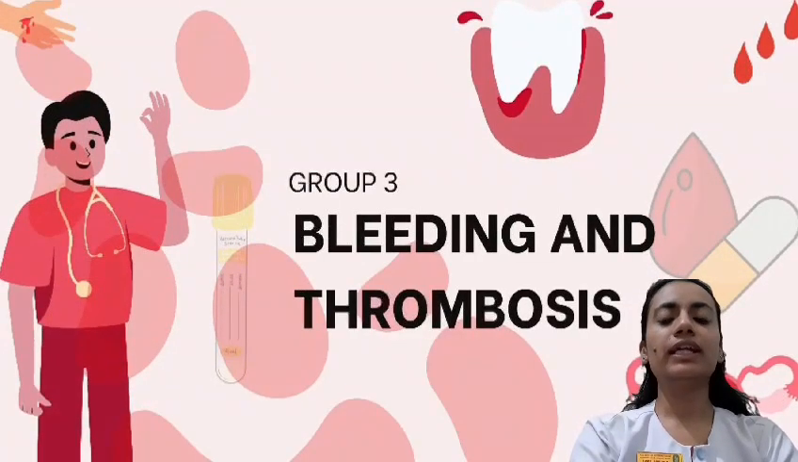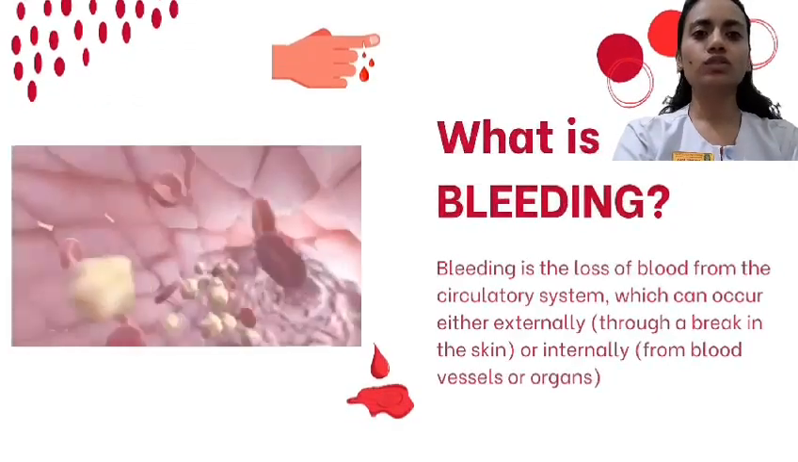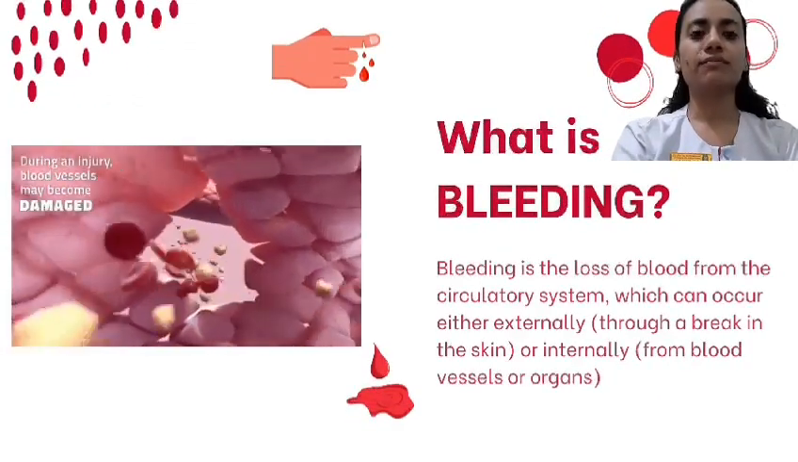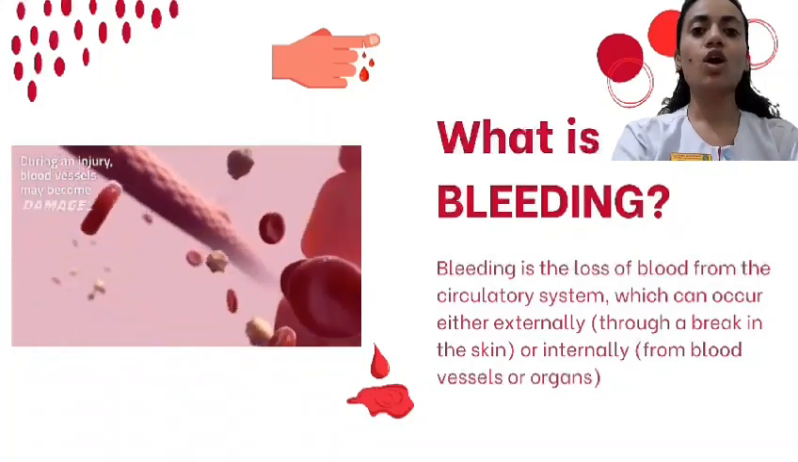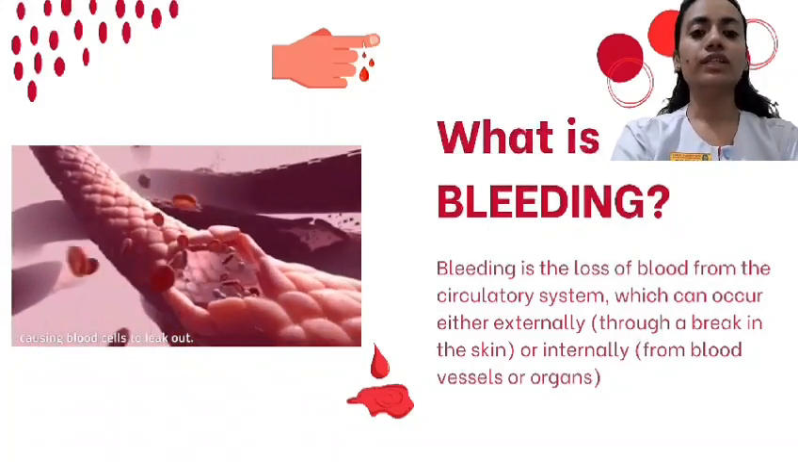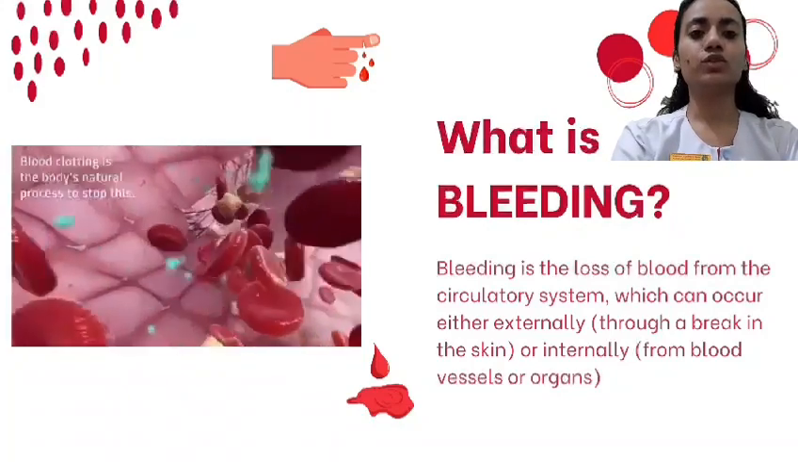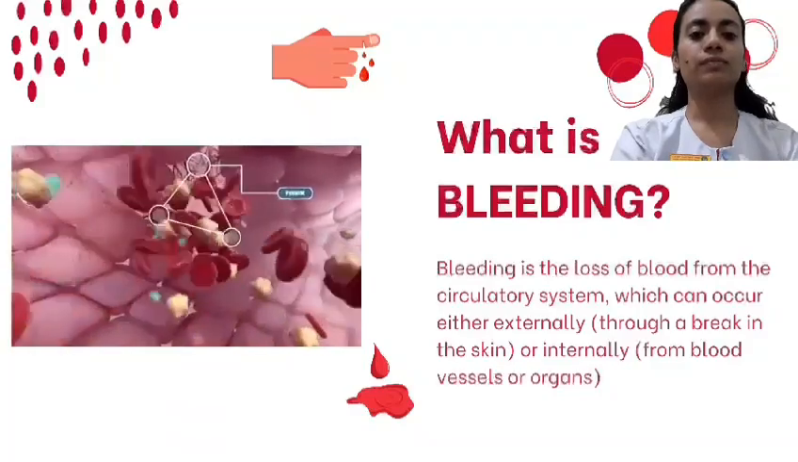Our topic is bleeding and thrombosis. What is bleeding? Bleeding is the loss of blood from the circulatory system, which can occur either externally or internally. Causes can range from small cuts and abrasions to deep cuts and amputations.